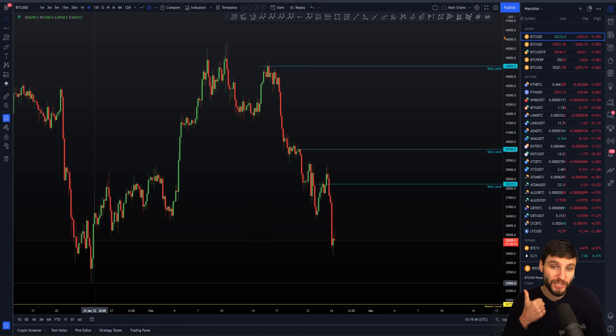we would have broken out of our uptrend channel, which is obviously our parallel channel on the daily to weekly time frame. We would have broken really key higher time frame market structure based off of the channel. Obviously, the bigger market structure is down there at $28,000.